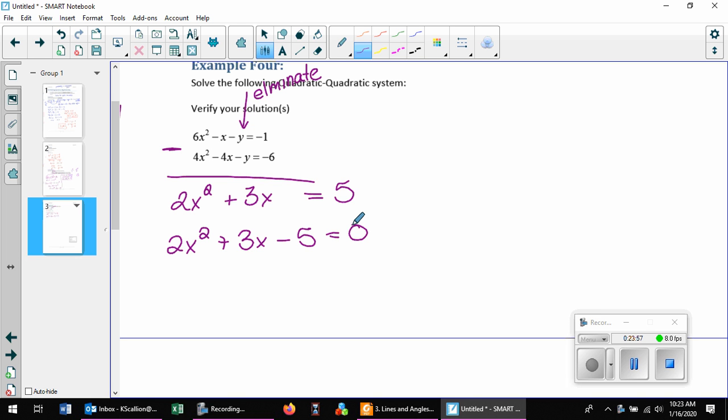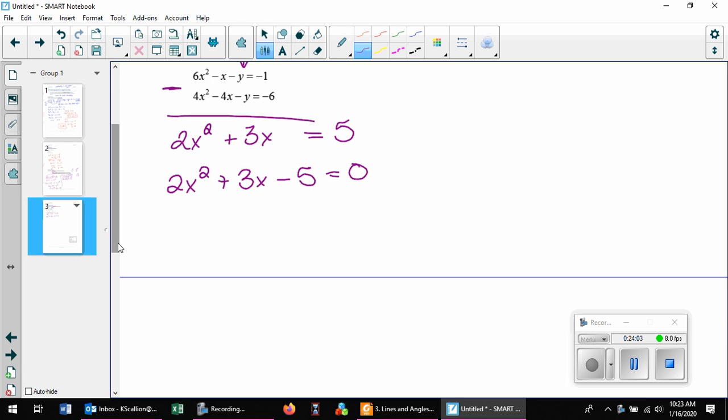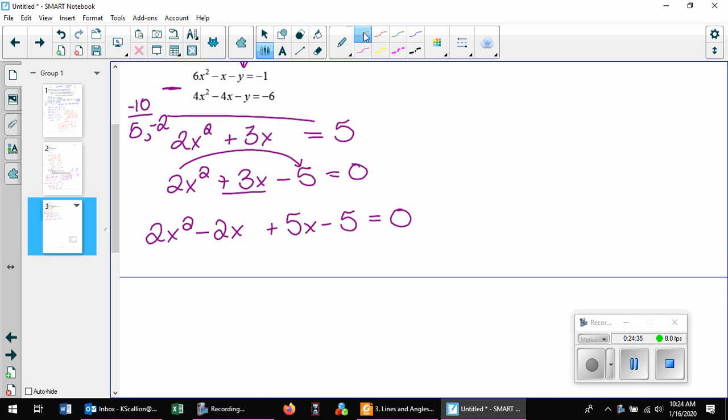Complex factors. You guys remember how to do this? So first thing I've got to do is multiply those together, right? I get a negative 10. So I'm looking for the factors of negative 10 that add up to a positive 3. So this time it would be a positive 5 and a negative 2. That's what was opposite. But it's not as easy. I can't just drop it in. So I'm going to have 2x squared minus 2x plus 5x minus 5 equals 0.